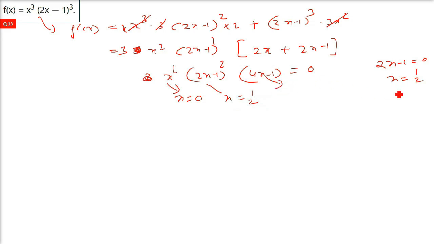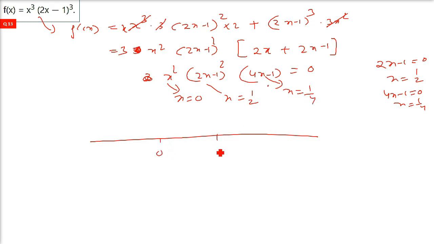One more critical point, x equals 1 by 4, because 4x minus 1 equals 0, x is equal to 1 by 4. So you got 3 critical points in here. Now just mark these critical points: 0, half, and 1 by 4. Half is 0.5, 1 by 4 is 0.25. So now you are getting 0, 0.25 and 0.5.